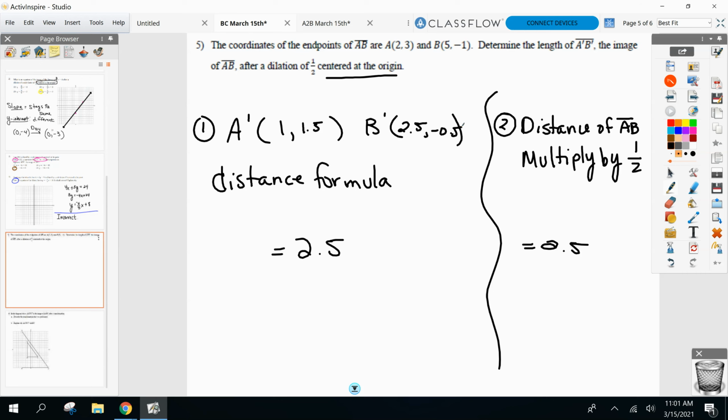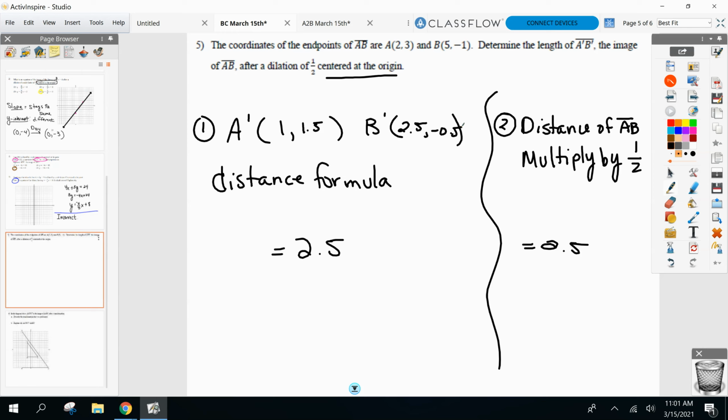I'm not too sure what you're asking here, Sophia. I got to multiply A and B by 1/2 because that's the scale factor. So I took point A, multiplied it by 1/2, and got 1, 1.5. I took B. No, it's fine. I think I did some wrong calculation. Okay, and then I take those 2 points and plug them into my distance formula.